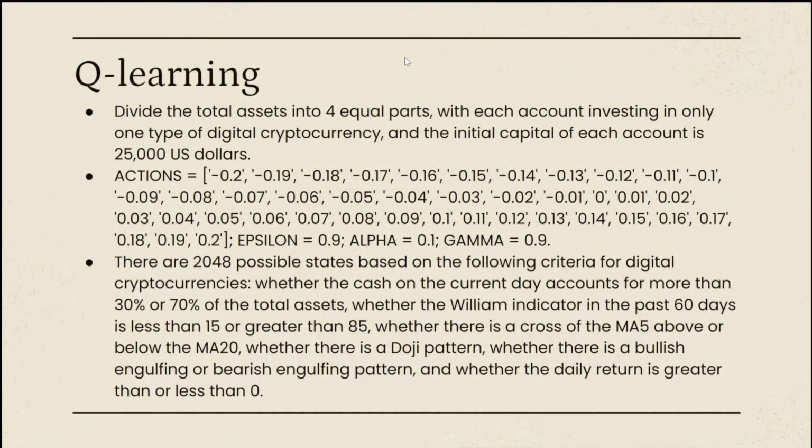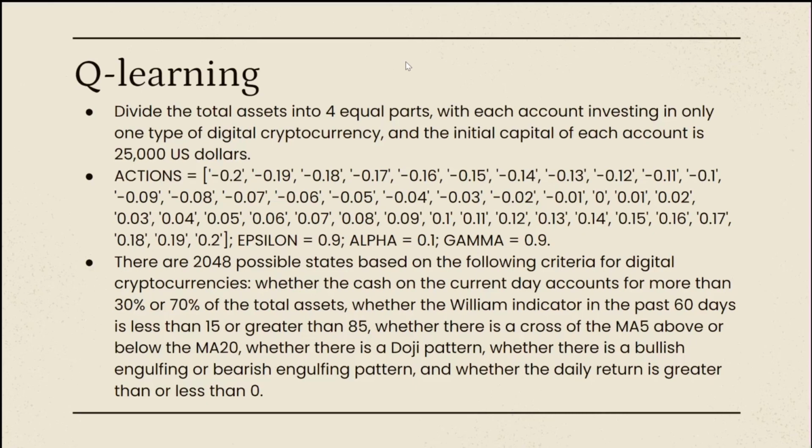So the next part is Q-learning. During the Q-learning, we divide the total asset into 4 equal parts, with each account investing in only one type of digital cryptocurrency, and the initial capital for each account is $25,000. The action space is listed as follows, and the epsilon is 0.9, the alpha is 0.1, and the gamma is 0.9.